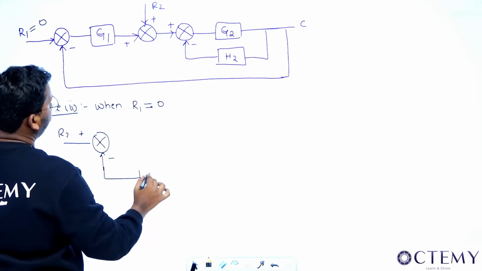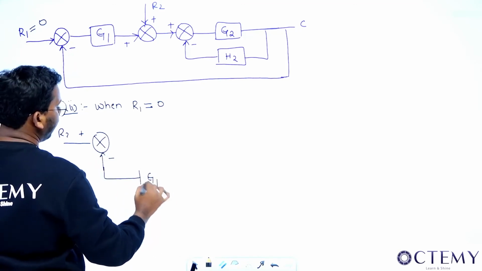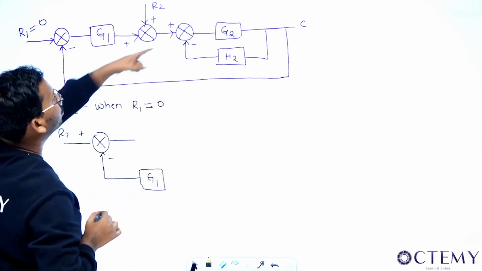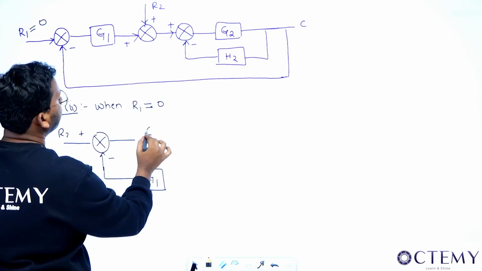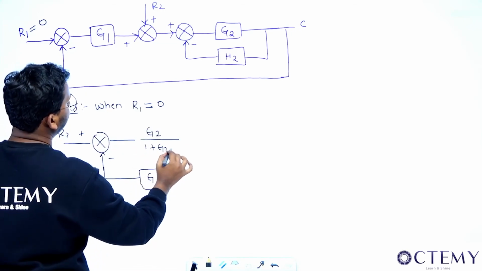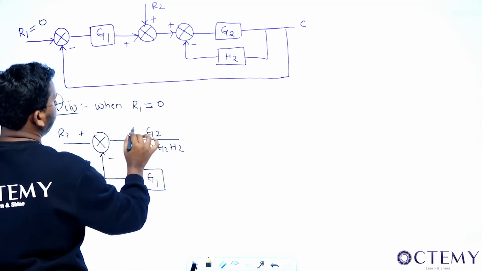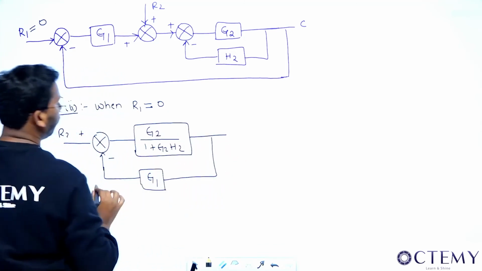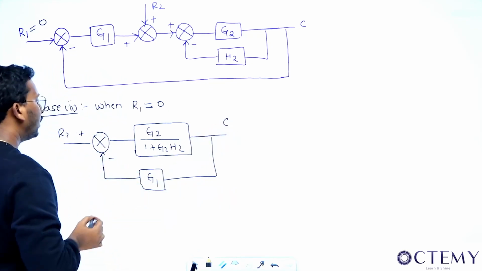And in the feedback, what do you have? You have G1 in the feedback. And this is what, sir? You solve this simultaneously. That will become G2 by 1 plus G2H2. So see, sir, what will happen? This is what you will get your block diagram as. This is C. So now it is also very simple, sir.